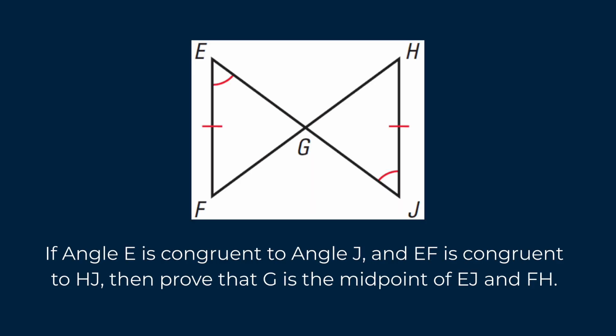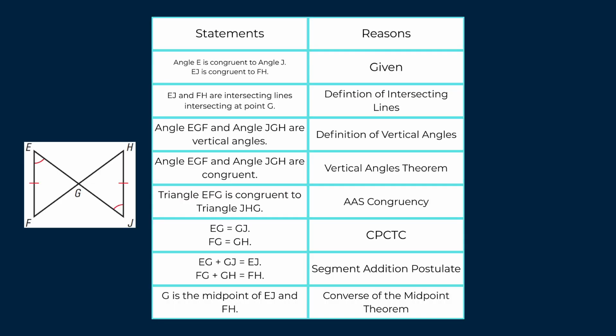Let's take another example. If angle E is congruent to angle J and EF is congruent to HJ, then prove that G is the midpoint of EJ and FH. I'll give you a moment. And here's the entire two-column proof. It's a bit longer than the first one, but it's nothing we haven't done before. Let's try and find definitions first. So angle E is congruent to angle J, and EJ is congruent to FH. Both of those are given.